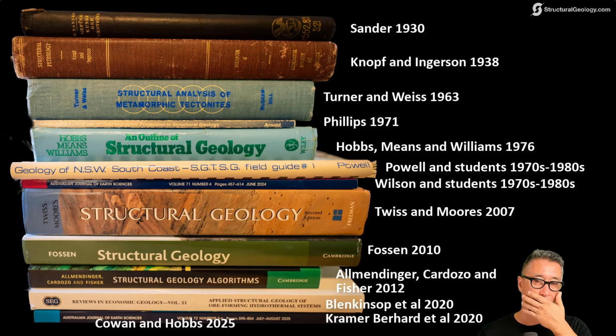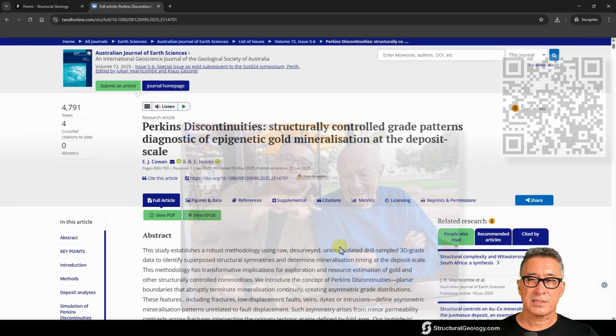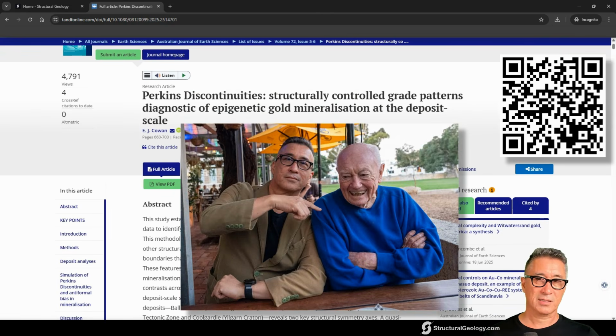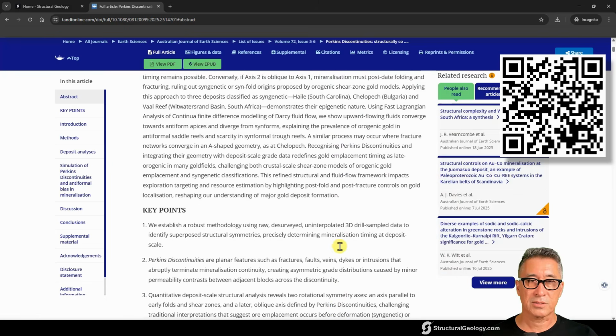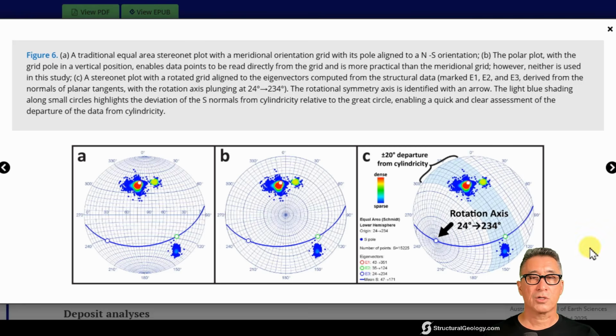So I want to point that out, and then discuss what I've come up with. What I've come up with is summarized in this paper by myself and Bruce Hobbs. This is about Perkins discontinuities. I won't discuss that right now, but something that is really important in here is the use of rotated Stereonet grids. So this is your typical meridional grid. It's just north-south oriented, and this is what's been published as a matter of routine in publications.